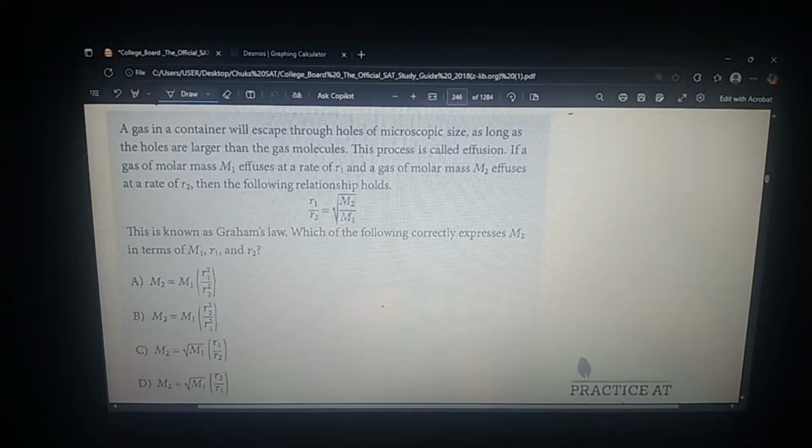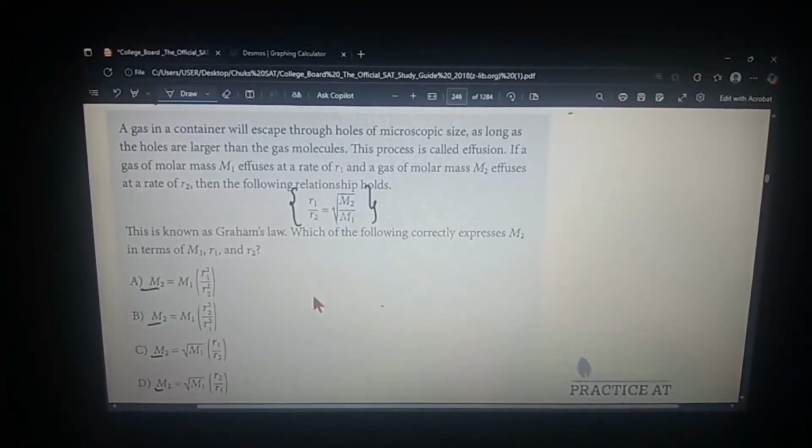So now the last question for this live stream says a gas in a container will escape through holes of microscopic size. As long as the holes are larger than the gas molecules, the process is called effusion. If a gas of molar mass M1 effuses at rate R1, and so on. They are taking us a lot of time reading this. If you look at the whole expression, they just want you to know that this is the formula. This is Graham's law, if you're a science student you remember it. They just want you to make M2 the subject of the formula. That is exactly what they want you to do.